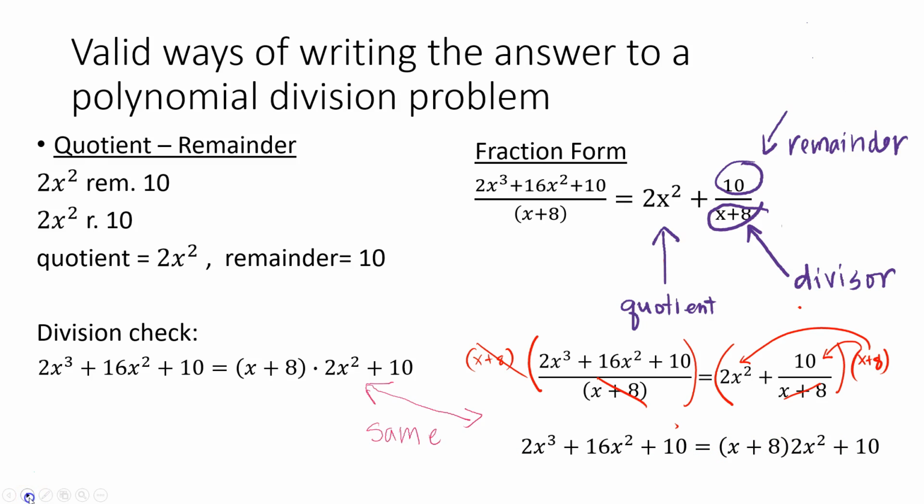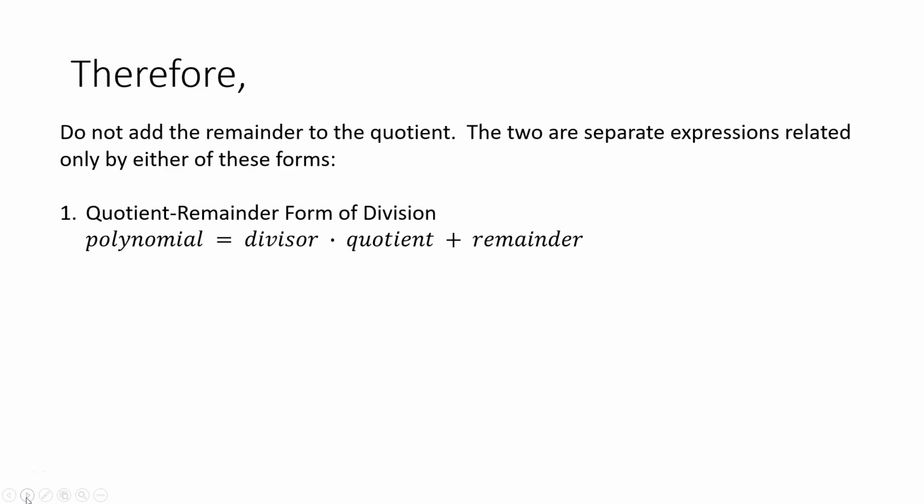Therefore, never add the remainder to the quotient. The two are separate expressions related only by either of these forms. The quotient remainder form of division, which is the polynomial equal to the divisor times the quotient plus the remainder. That's the only place where you can add the remainder.